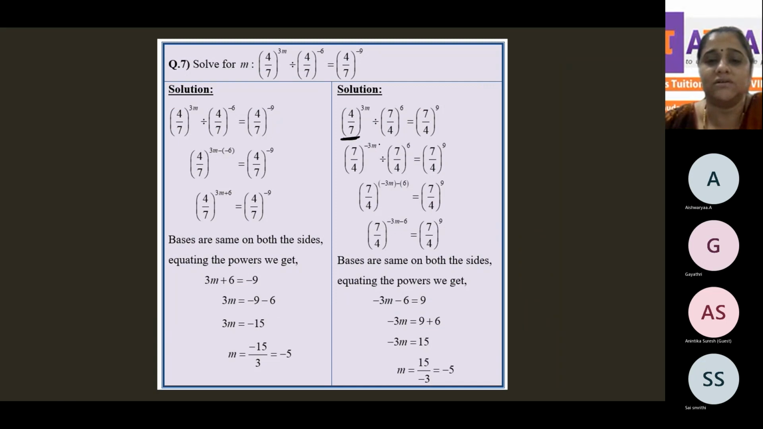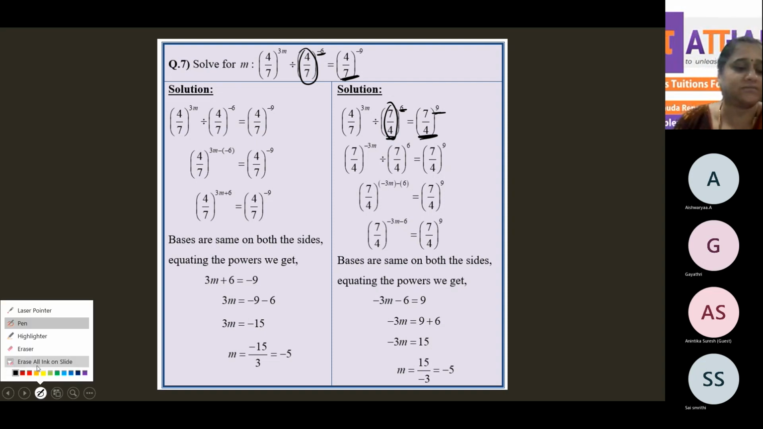So you can see here, supposing you thought the power is negative, so you wanted to make it positive. How do you do that? You'll have to write the equivalent. How do you write the equivalent? Reciprocal of the base, negative of the power. So 4 by 7 becomes 7 by 4. Negative of the power, minus 6 becomes plus 6. Equivalent. Now here, reciprocal of the base, 7 by 4. Negative of the power, minus 9 becomes plus 9.